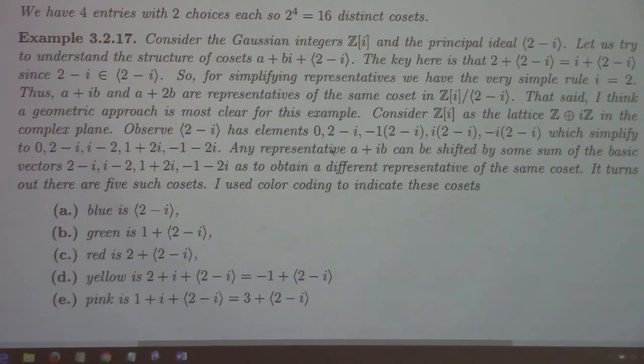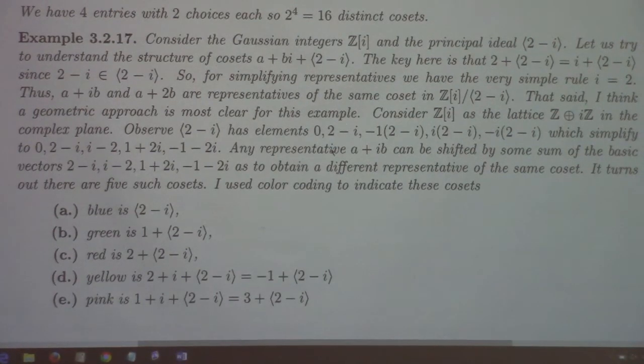This is an example I worked a little bit on. I'm going to show you a rather different way than Gallian does. Here we have the Gaussian integers, which is a ring. Those are the a plus bi things, where a and b are integers. And we're going to look at the quotient by the principal ideal generated by 2 minus i.